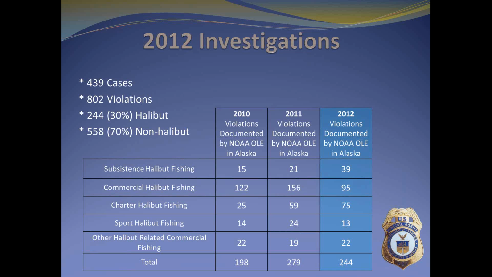Once again, a column on the right there, 2012, it tells you how many violations that we documented for each sector in Alaska, and I've provided the numbers for 2010 and 2011 as well, so you can see how things change from year to year. 39 subsistence violations, 95 commercial halibut fishing violations, 75 charter, 13 sport, 22 other halibut related. That's basically in the other groundfish, longline fisheries, failure to carefully release halibut, for a total of 244 halibut related violations documented last year.